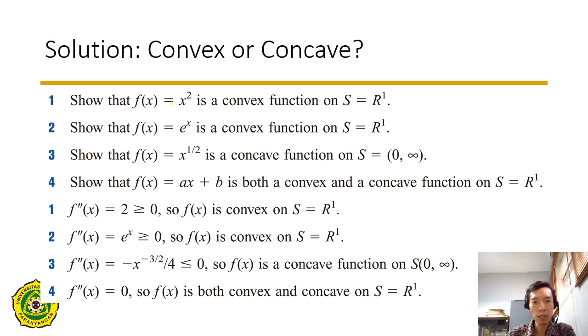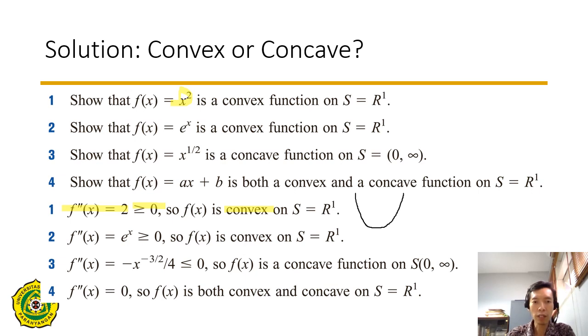So the first one is x squared. We take the second derivative of this function, and we get f double prime x equals 2, which is greater than or equal to 0. So this is a convex function, because when the second derivative is greater than or equal to 0, it says that the slope of this function is non-decreasing. So for x squared, we can see that the slope is going from very negative to 0 until very positive. So it is a convex function.